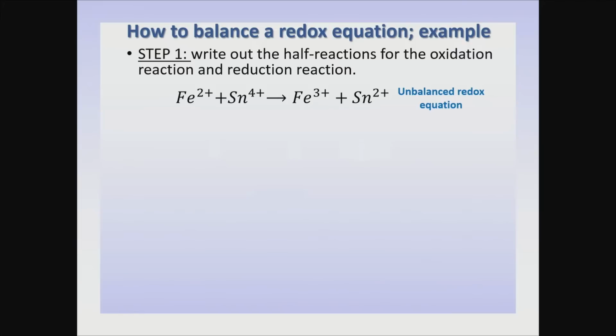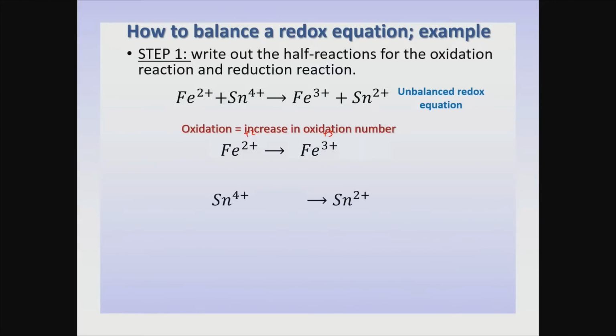Okay, so the first step is to write out the half reactions for the oxidation reaction and the reduction reaction. What I'm hoping that you can see is that as you follow iron from 2 plus to 3 plus, its oxidation number is going from +2 to +3. Therefore, it's getting more positive, and so this should be the oxidation reaction. Now let's look at the tin reaction.